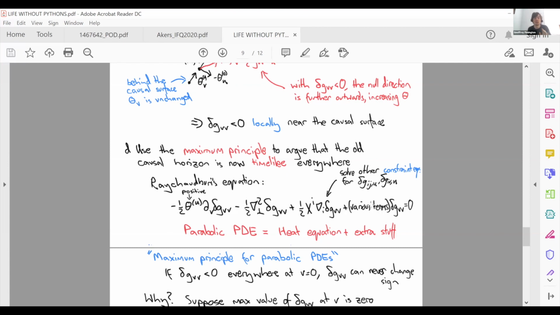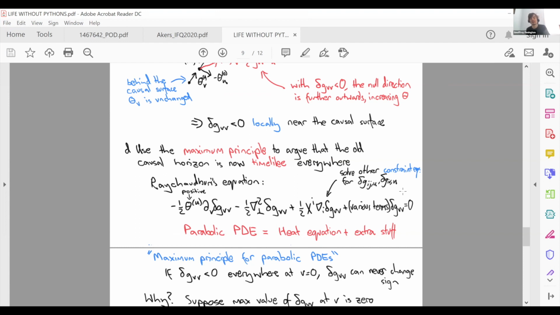There's a load of messy stuff in here. It's kind of complicated to work out. But the key thing is that we have this theta_u here, which, because we chose our v's very carefully to all be on past causal horizons, is going to be negative. And we have this Laplacian term, and that Laplacian term has a negative sign in front of it. What that means is this whole equation is what a mathematician would call a parabolic PDE, a parabolic partial differential equation, what I would call basically a heat equation with some extra messy stuff added in.